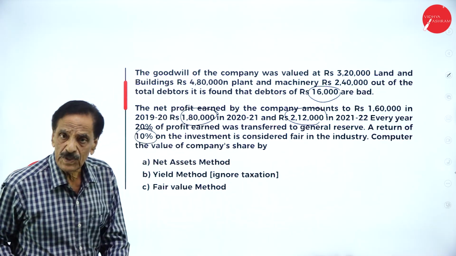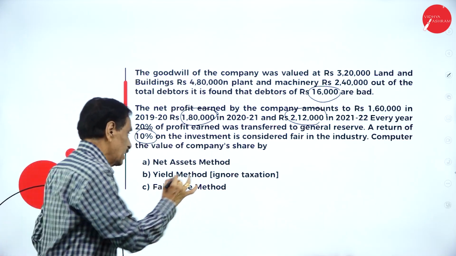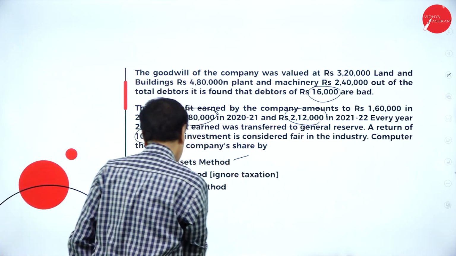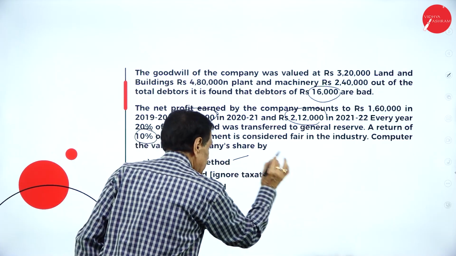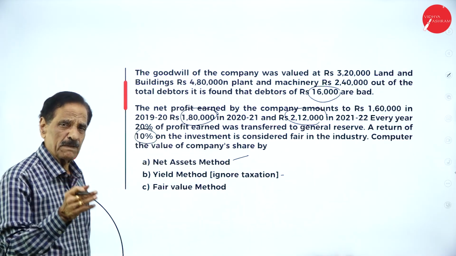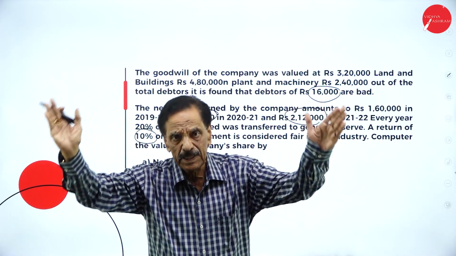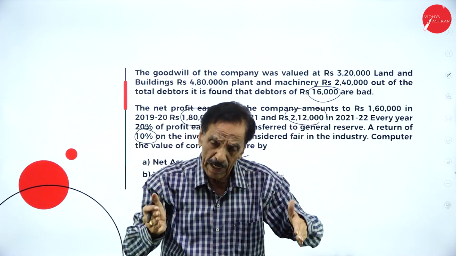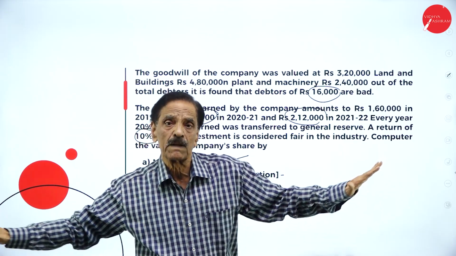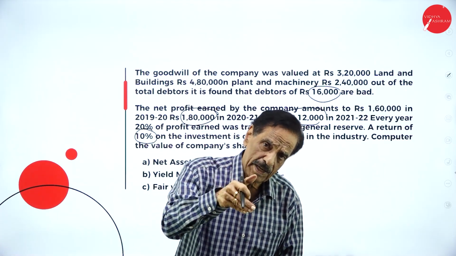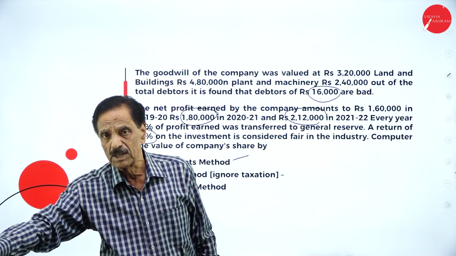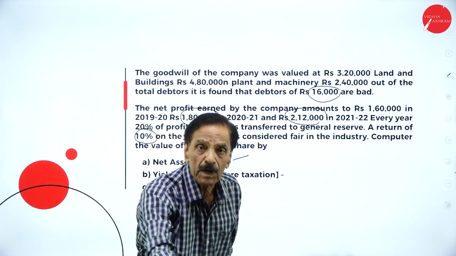So we are asking for two methods. One is called the net asset method. Next is called the yield method. Ignore taxation. What does net asset mean? Under the net asset method, total asset minus total liability gives total capital employed, minus preference share capital gives capital employed for equity shareholders, divided by the number of equity shares.